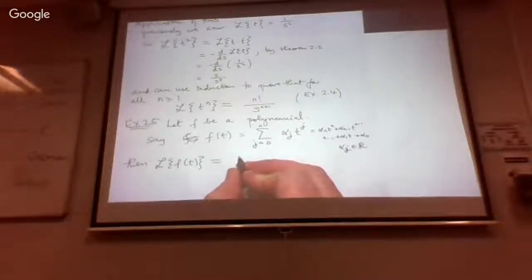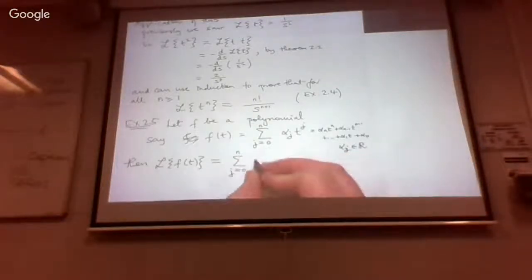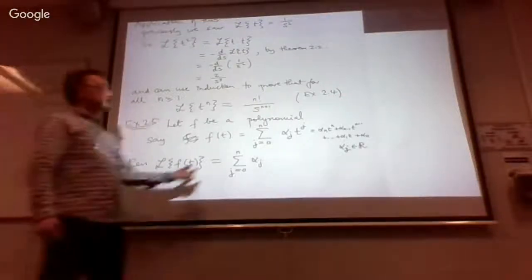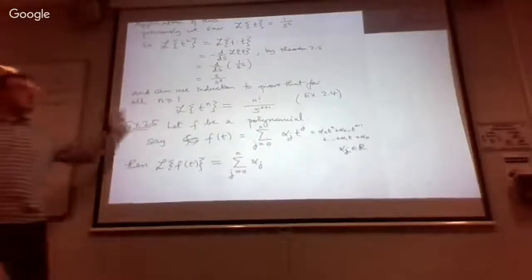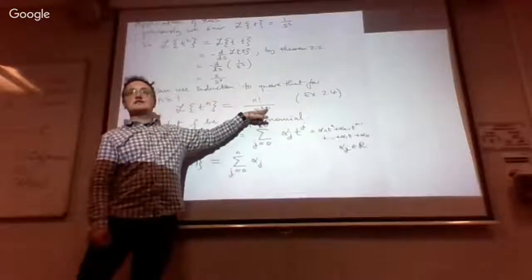Then this is just going to be the same linear combination of the transforms of these individual ones. But we've already just seen how the transform of t to the j is j factorial over s to the j plus 1.